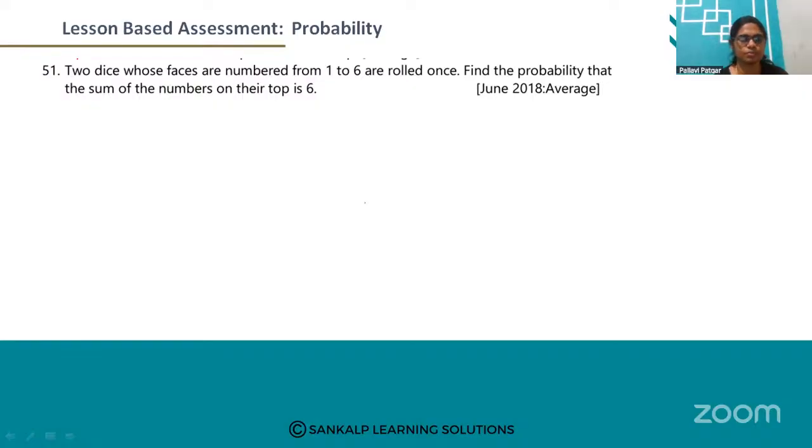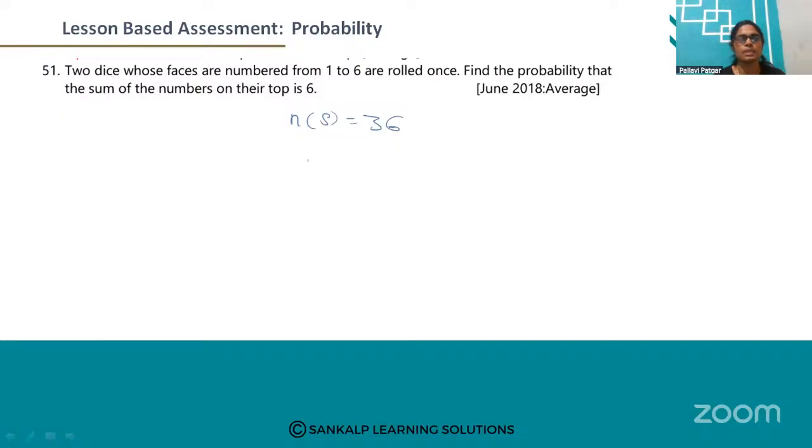Look at the question number 51. Two dice whose faces are numbered from 1 to 6 are rolled once. Find the probability that the sum of the numbers on their top is 6. So here, when two dice are rolled, each die has 6 possible outcomes. So the total number of possible outcomes is the product of the outcomes for each die. So the total number of outcomes n of S is 36.